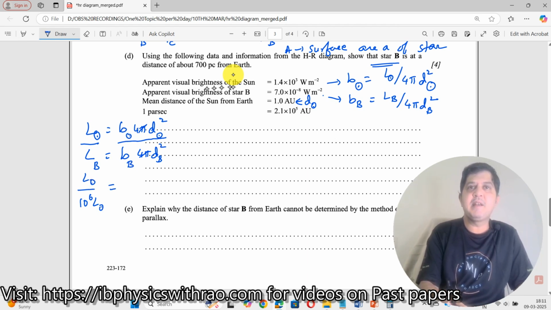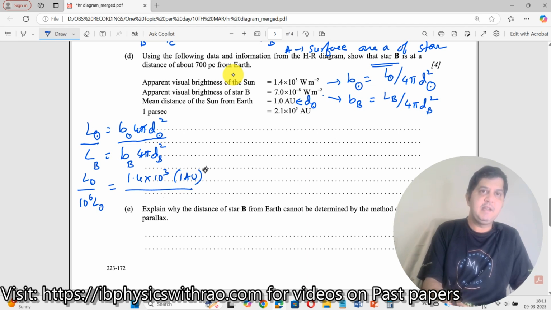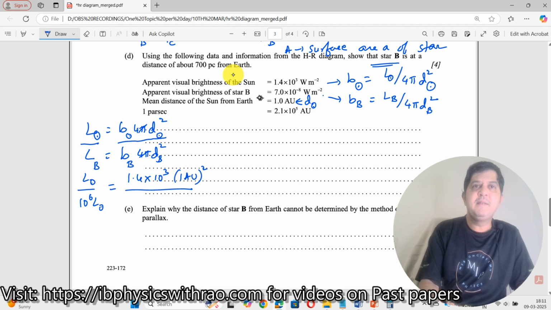The apparent brightness of the sun, B sun, is 1.4 into 10 cube. I will write 1.4 into 10 cube into d sun square. What is d sun square? D sun is the mean distance, which is 1 astronomical unit. So 1 AU square divided by... Now what do we have? BB. What is BB here? Which is 7 into 10 power minus 8, 7 into 10 power minus 8 into dB square over here.